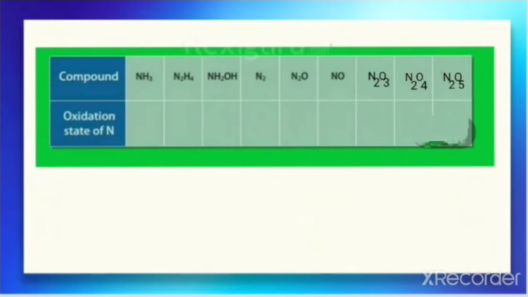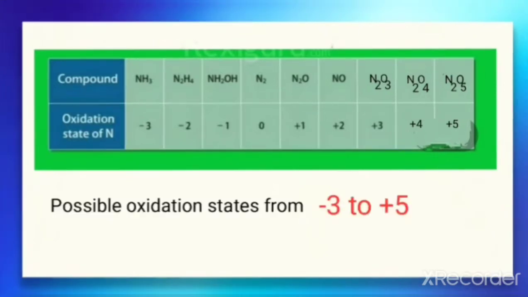When we find out the oxidation state of nitrogen in these compounds, it will be in this way. What it shows is that nitrogen forms oxidation states from -3 to +5. So, the possible oxidation states for group 15 elements are -3 to +5.